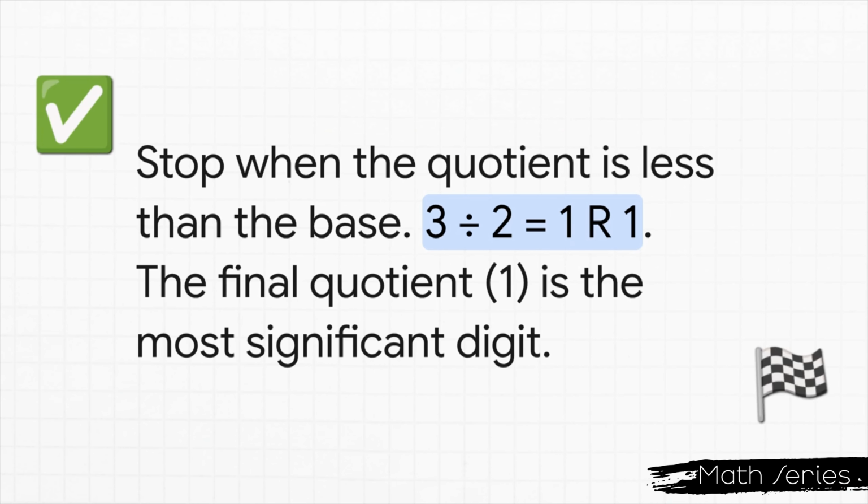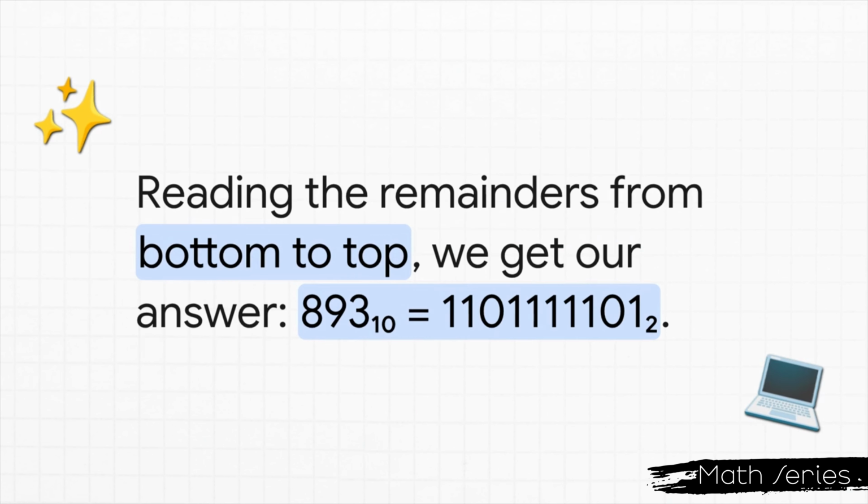We get all the way down to 3 divided by 2, which gives us 1 with a remainder of 1. That final quotient, that 1, is special. That becomes the very first digit of our answer. So you take all those remainders you collected, plus that very last quotient at the end, and you read them from the bottom up. And just like that, we've done it. We've translated 893 from our base 10 language into the computer's native base 2.